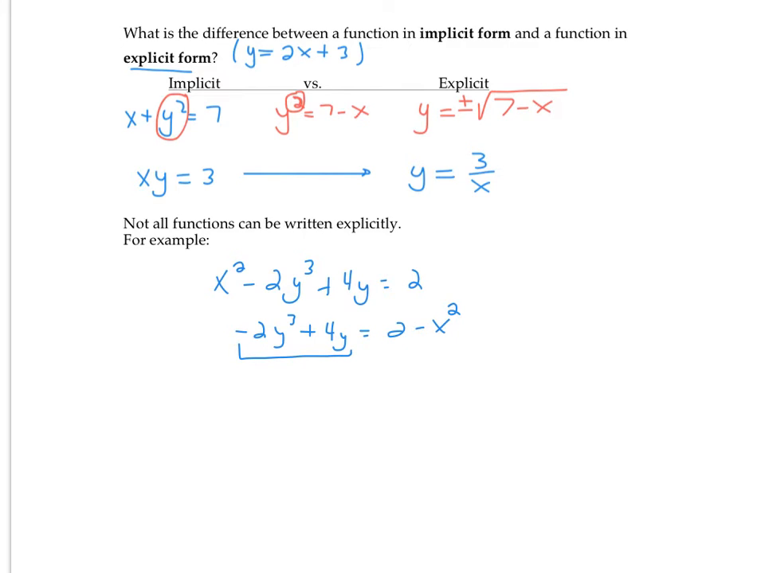All right, all I can do next is factor out a negative 2y, and that would leave us with y squared minus 2 inside the parentheses. And this doesn't really help me to solve for y because I still have a y here, and I have y squared inside the parentheses. So it's impossible for us to isolate y. So since we cannot isolate y, we cannot write this equation in explicit form.